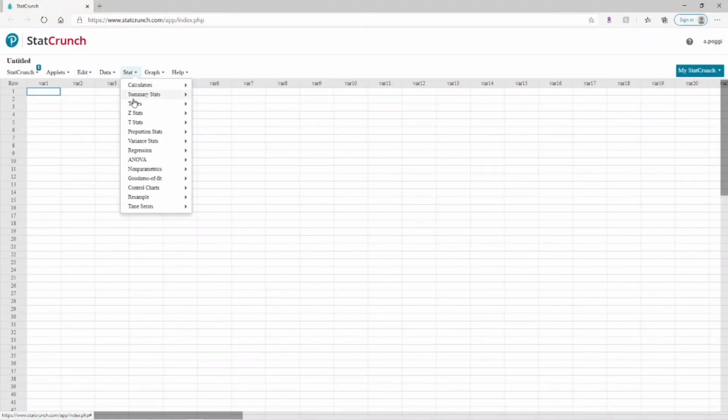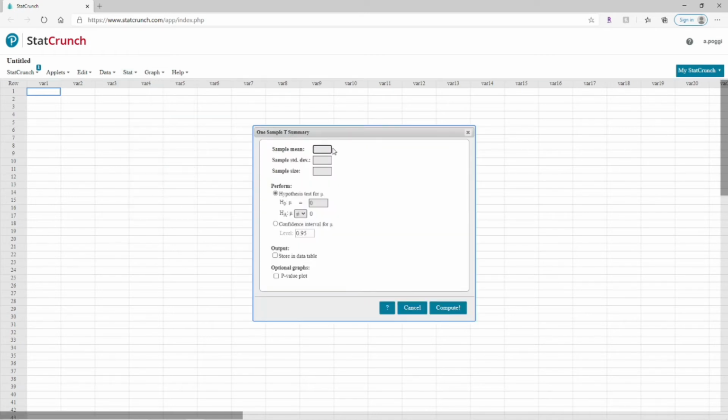In StatCrunch, click on Stat, T Stats, One Sample, With Summary. You will then enter the data provided in the appropriate fields. Sample mean is 110, sample standard deviation is 20, and the sample size is 1,000. Under the Perform section, you must select confidence interval for mu and leave the level at 95%.